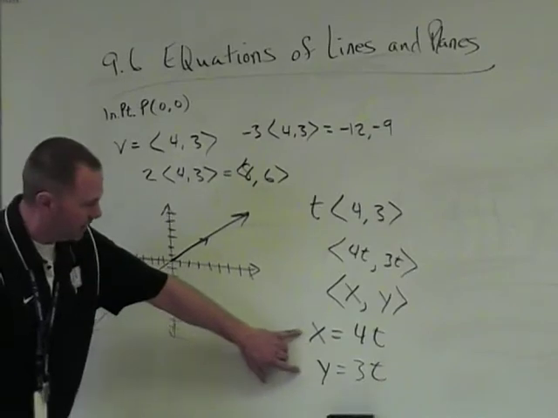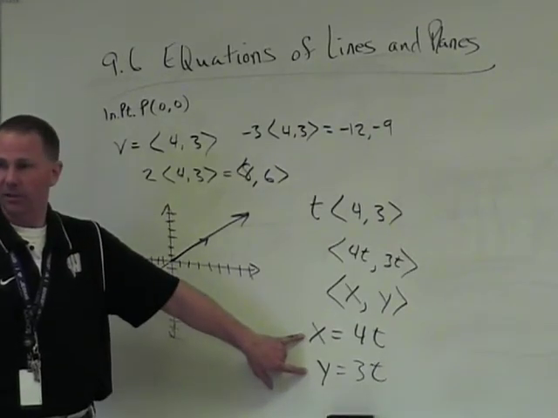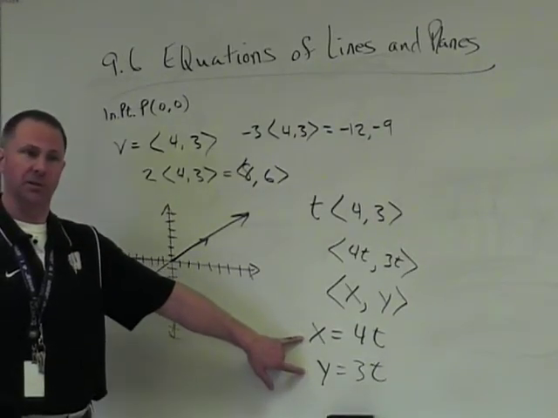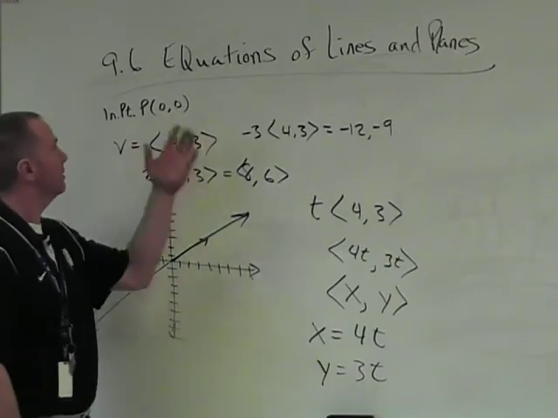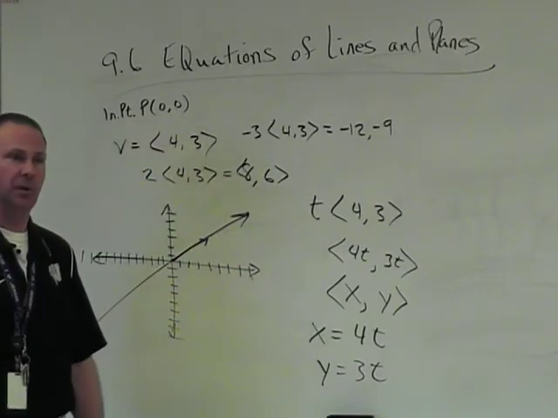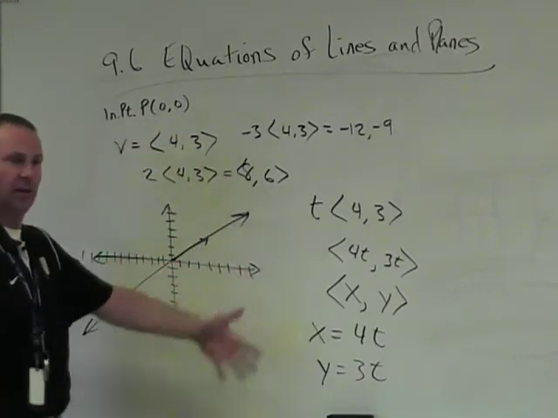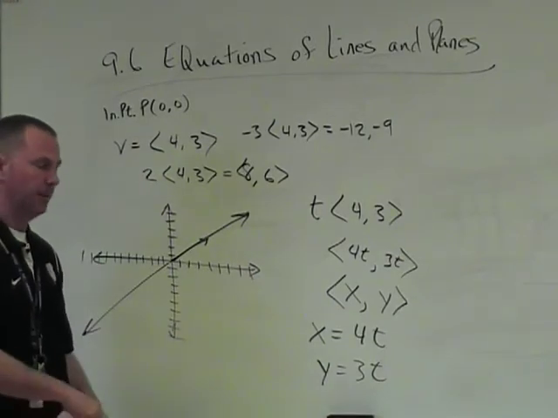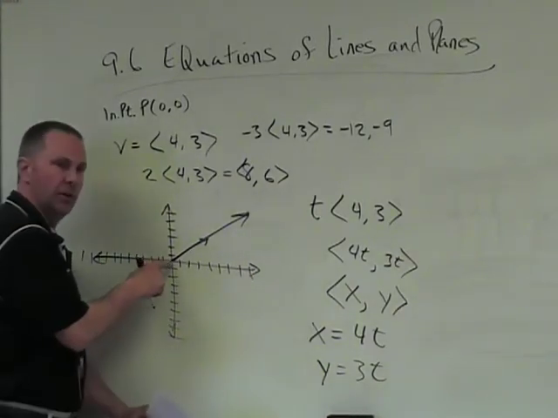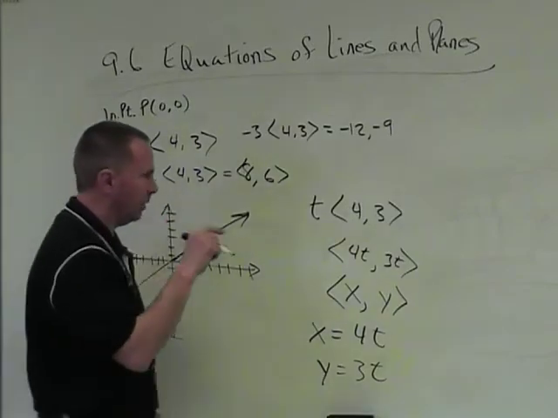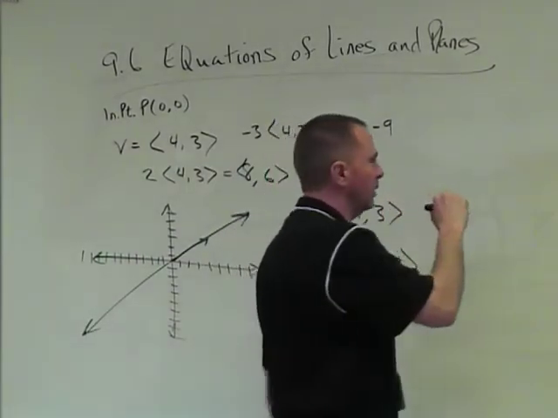All right. These two things are called your parametric equations. That's what this lesson's about, parametric equations. And you just figured out how to come up with it. The issue is, you have to know your initial point. So here is what they show in the book.